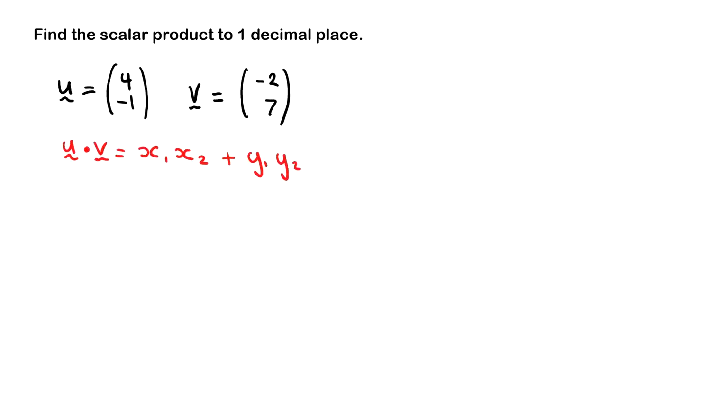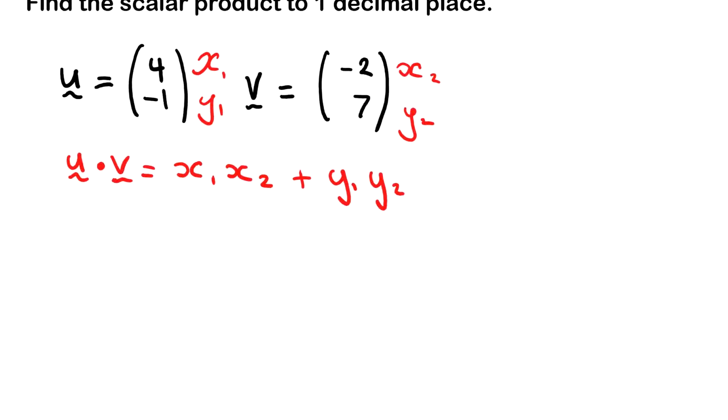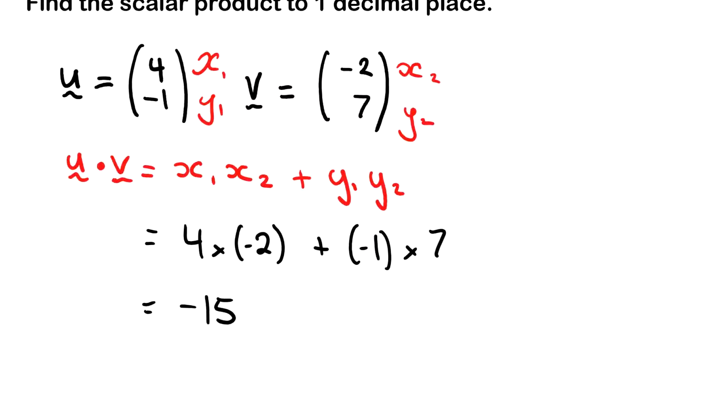We will now answer some questions. So we need to find the scalar product to one decimal place. I think it's a good idea to first label what your x's and y's are. So we have x1, y1, x2, y2. And then all we need to do is substitute these into the formula. So 4 times -2 plus -1 times 7, which equals -15. So that is the scalar product for those two vectors.